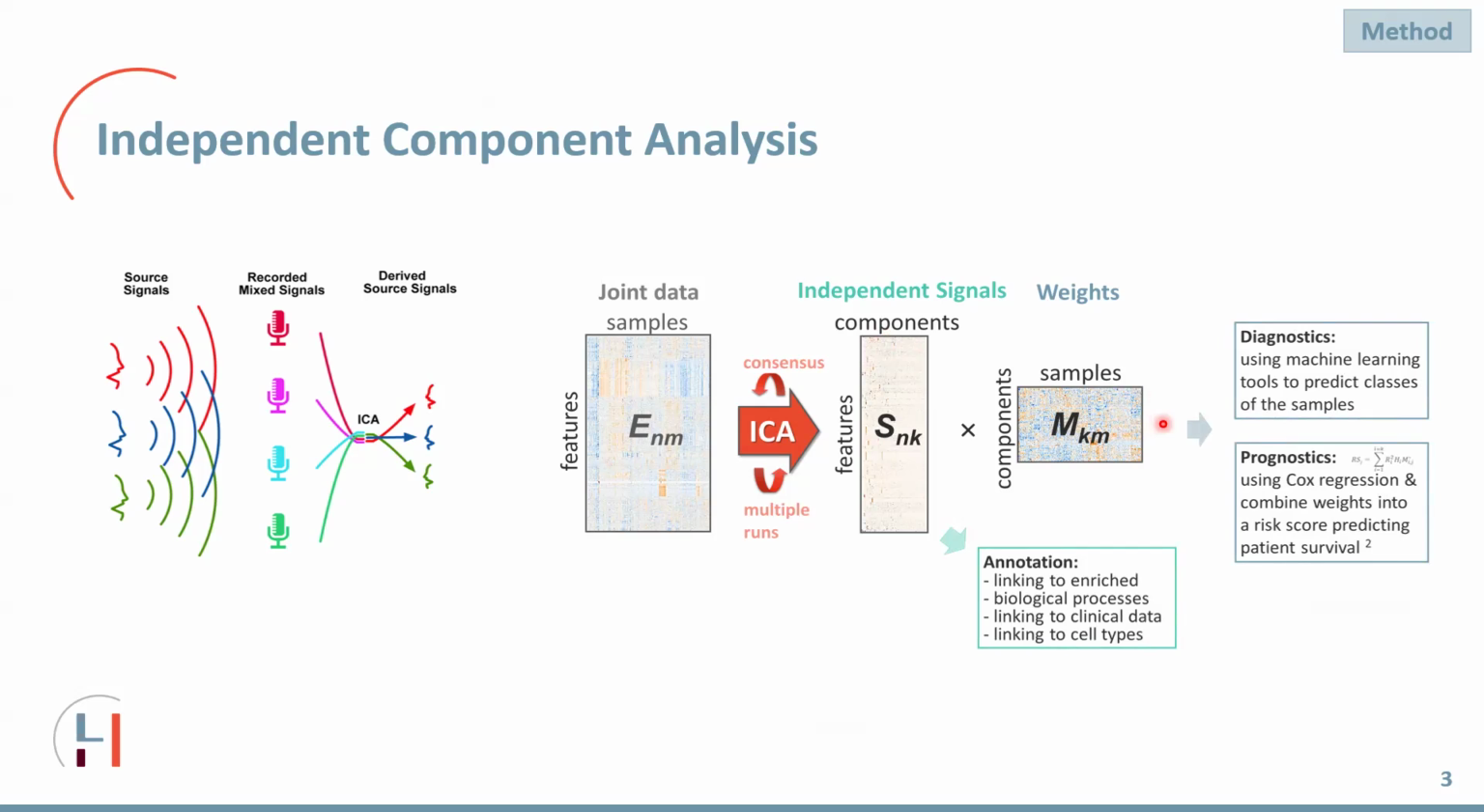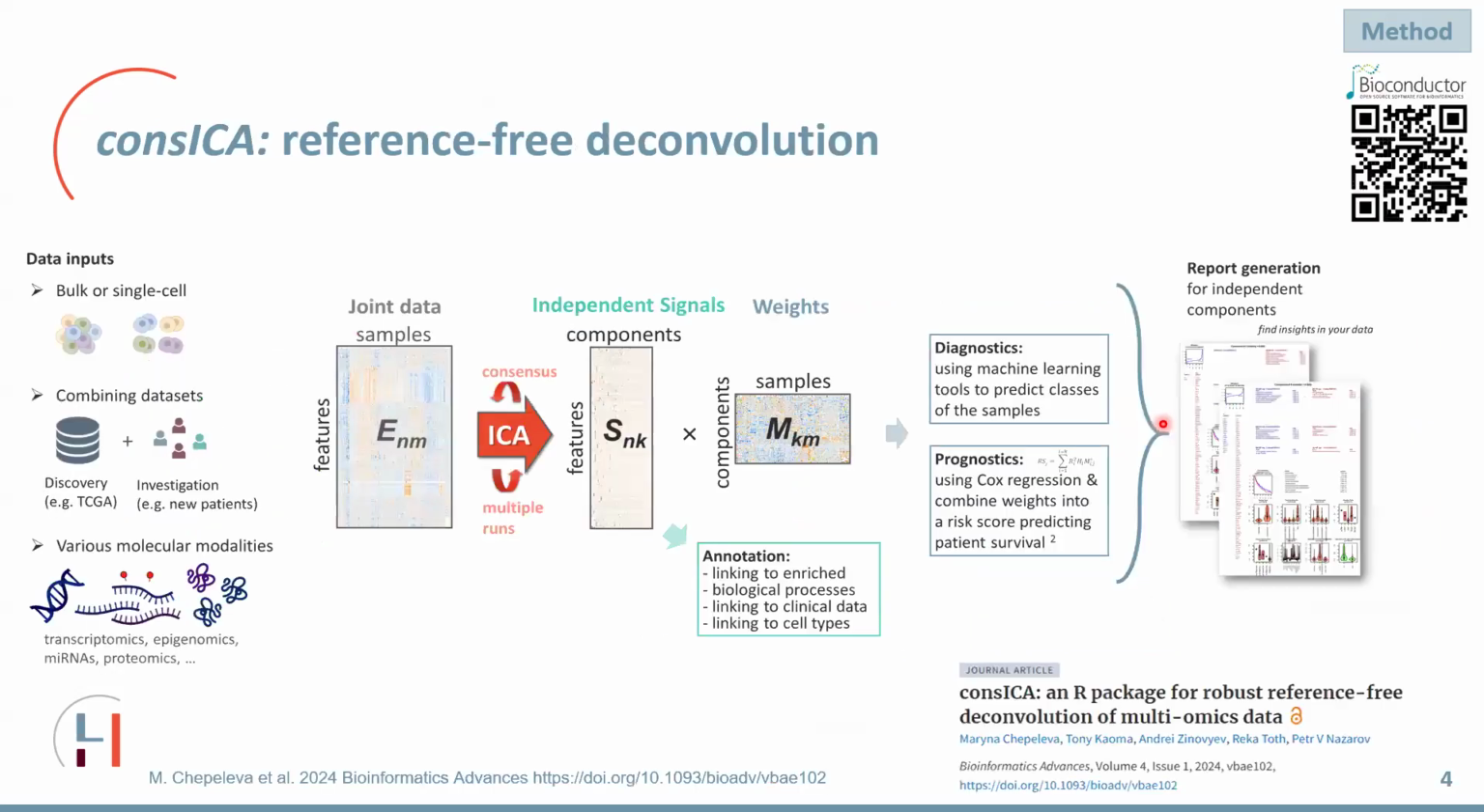And we do this method in a consensus way. That means that we provide robust decomposition, robust independent component analysis. This algorithm was packed into the Consica R package, already published in Bioconductor. It was surrounded with different functions to provide a full pipeline for data analysis. About data inputs, you can use both bulk and single cell data, and combine your small dataset with a large discovery dataset to go deeper into what you have in the data. You can also apply this method to different data modalities like transcriptomics, epigenomics, proteomics, whatever.